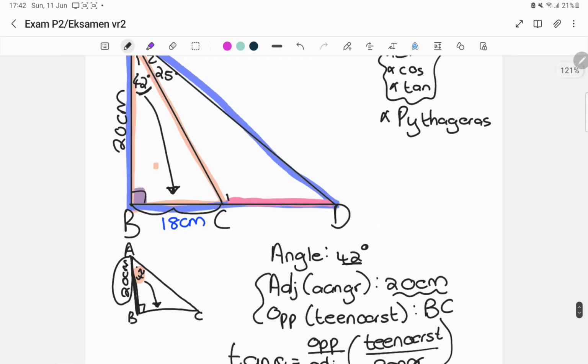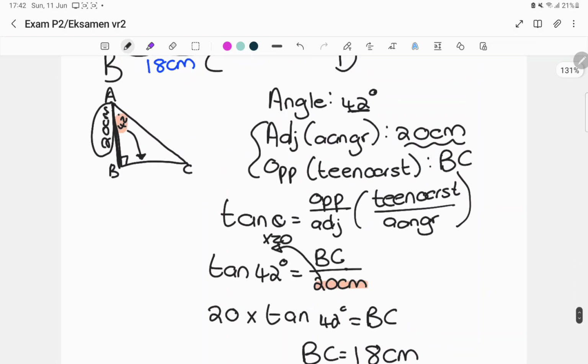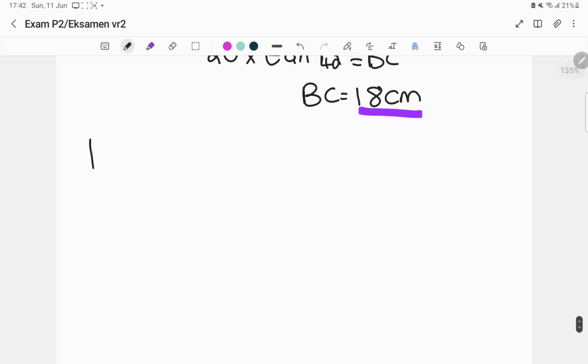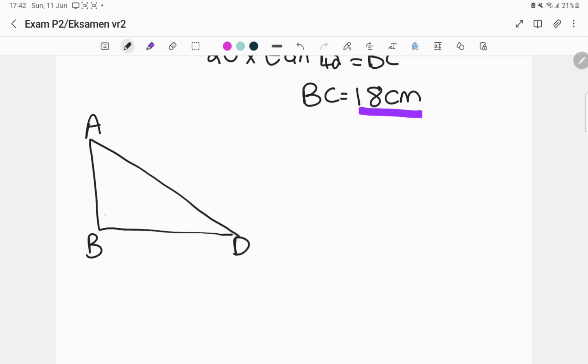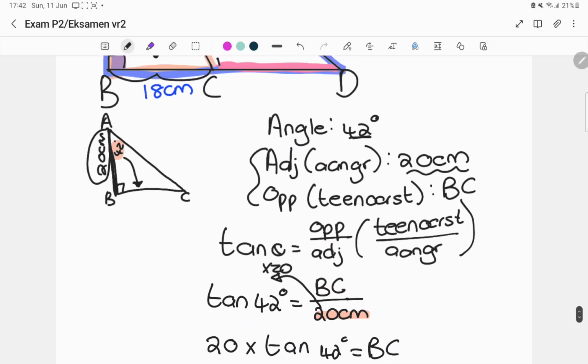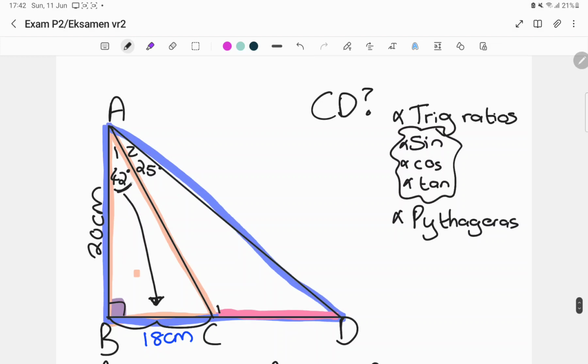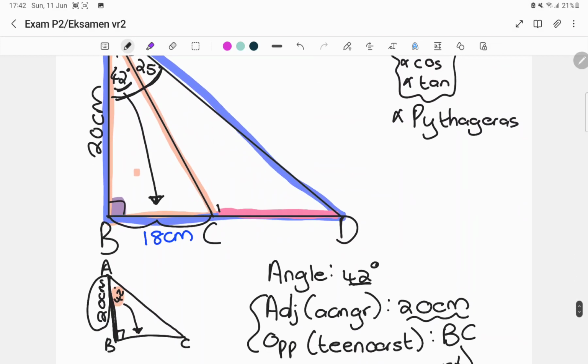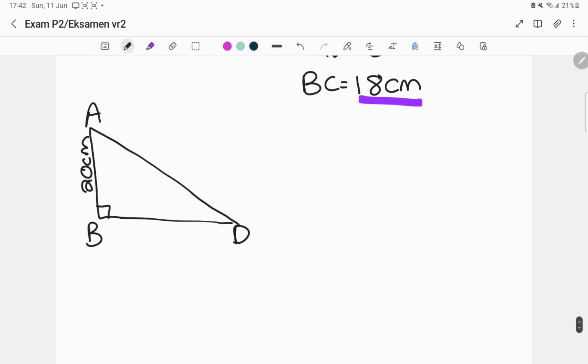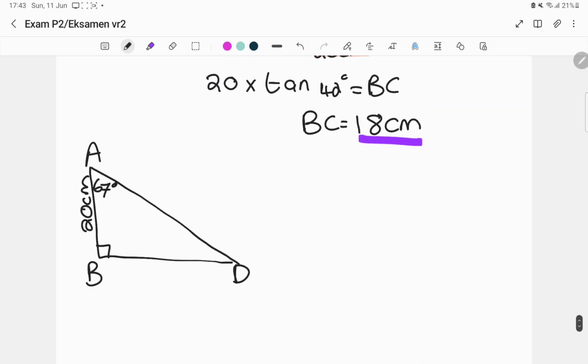So the big triangle is triangle ABD. Let's quickly redraw triangle ABD. There's my 90 degrees. I know that this side here is 20 centimeters. And my angle A, remember this entire thing is your angle A, so it's 42 plus 25, which is 67 degrees. Alright, so now we're going to do exactly the same thing.